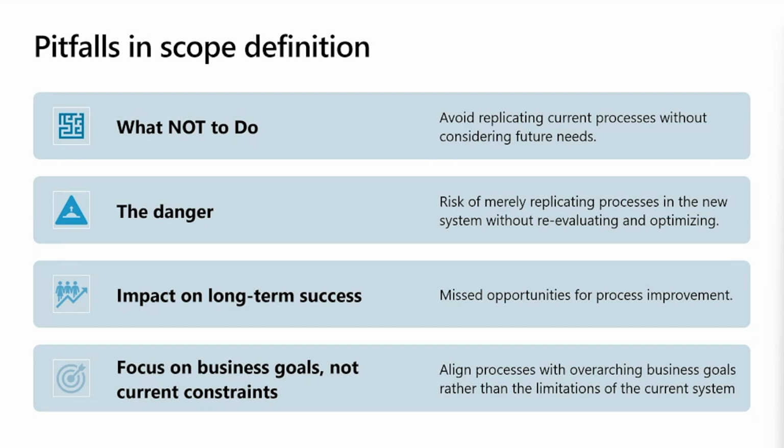And lastly, we have focusing on business goals, not the current constraints. It's important to make sure you align your business processes with the overarching business goals rather than with the limitations of your current system. So for example, prioritizing business objectives over familiarity with existing processes. Again, that's something that we would want to try to avoid.